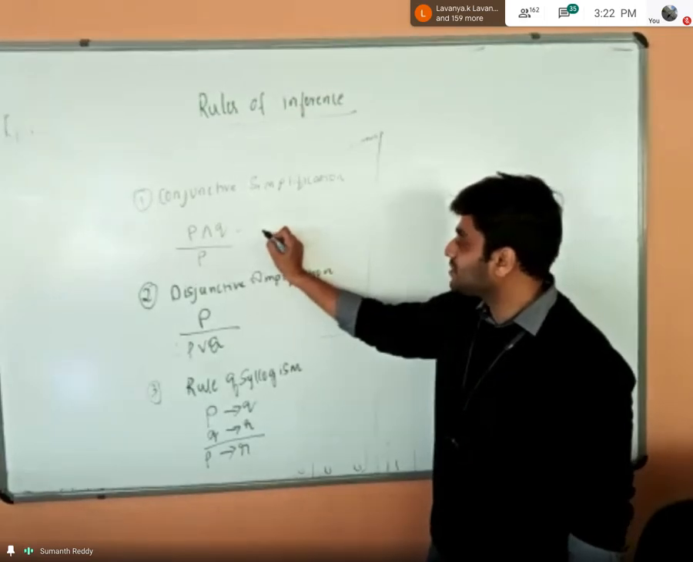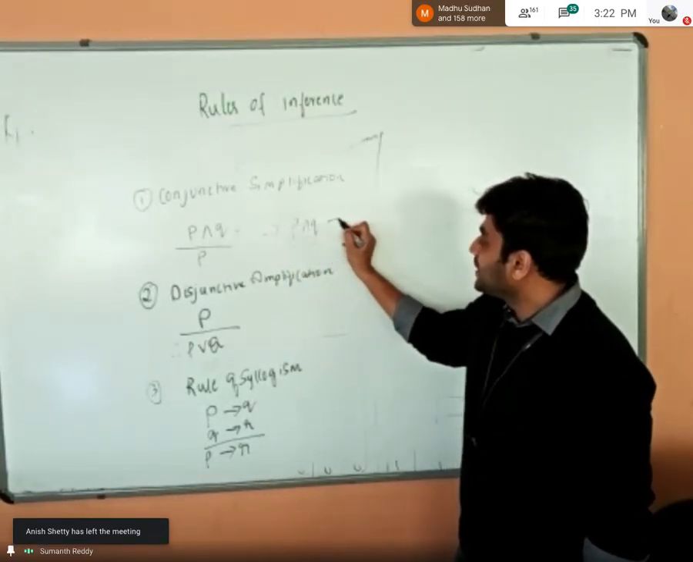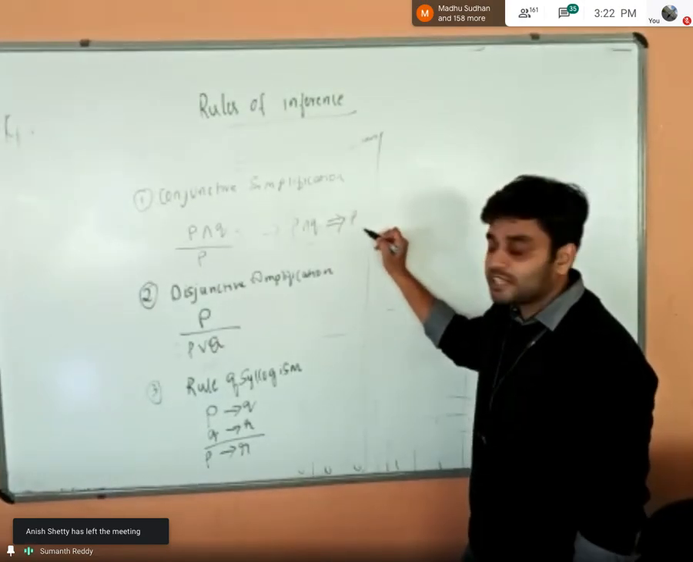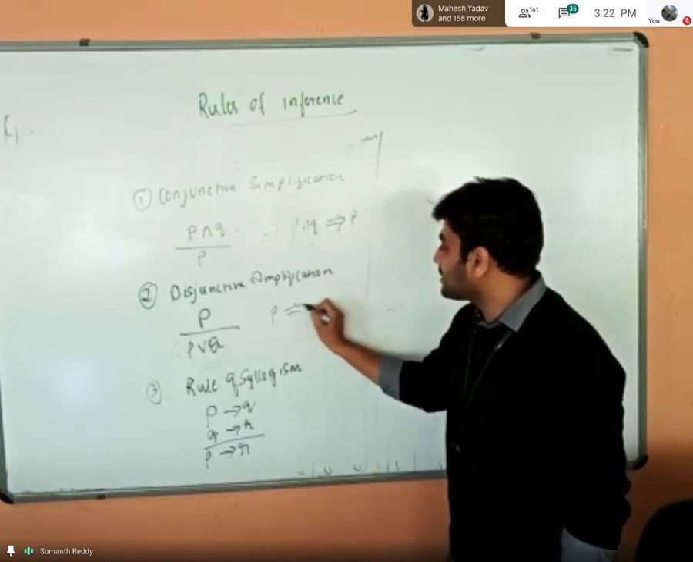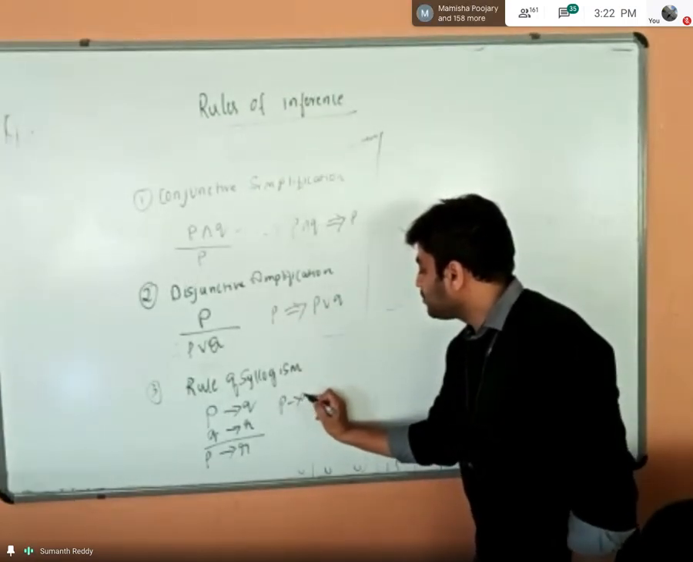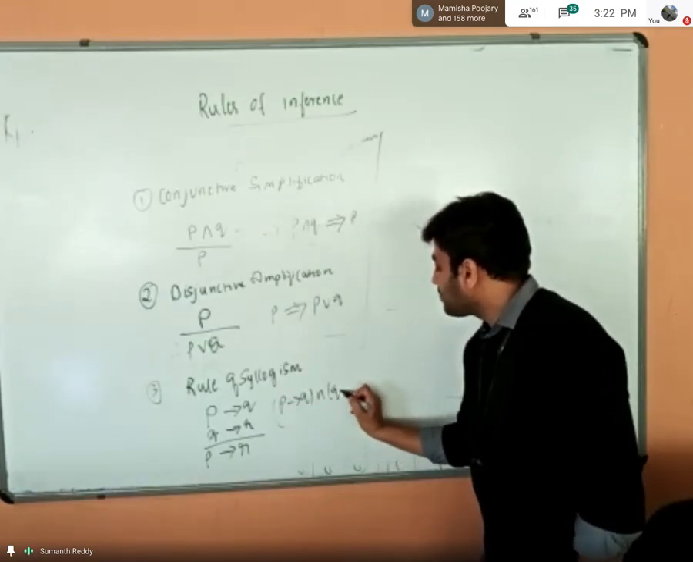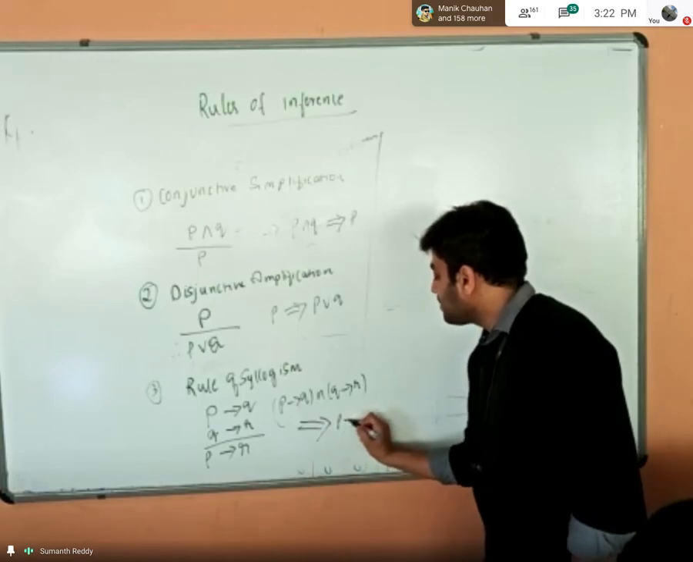So the meaning of this is, as I have already told you, you can write this as P ampersand Q is necessary and sufficient to tell that P is true. Similarly, if P is true, it is necessary and sufficient for me to tell that P or Q is true. Similarly, if P implies Q is true and Q implies R is true, this is necessary and sufficient for me to tell that P implies R is true.